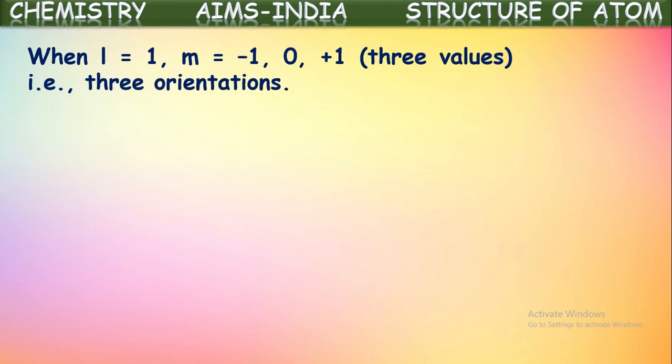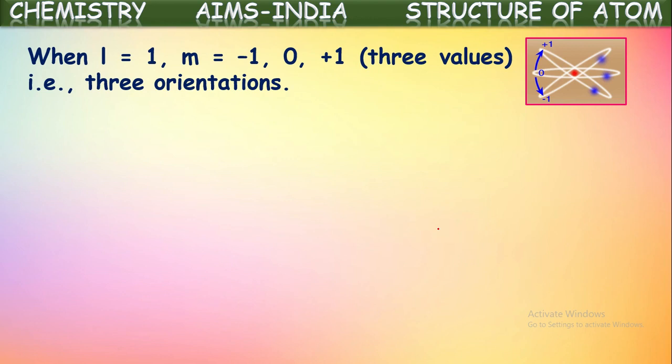When L is equal to 1, then what will be the M values? Minus L to plus L including 0 means minus 1, 0, plus 1. So three orientations are possible. Each orientation is considered as one orbital. Now in L is equal to 1 subshell, that means in the P subshell there are 3 orbitals. Okay, in this way, three kinds of orientations are possible. Each one is in one direction. One is according to X and according to Y axis, and the other one according to Z axis. In this way, three orientations are possible in the P subshell.